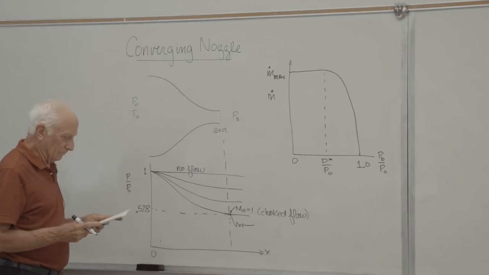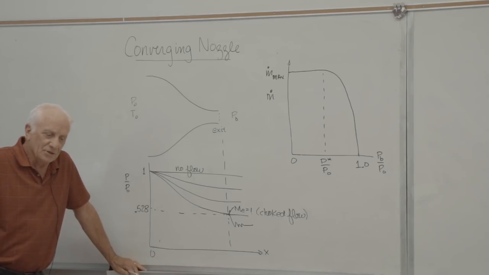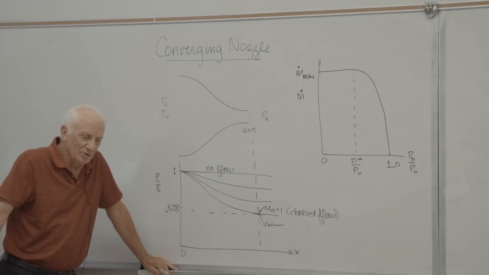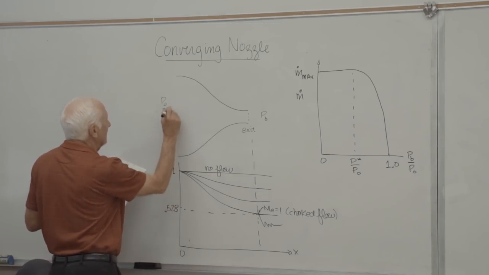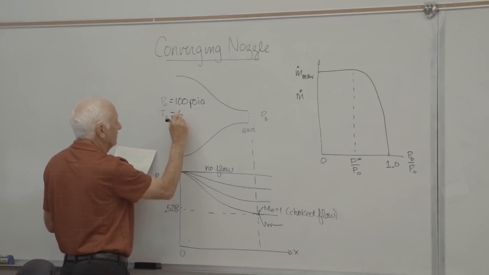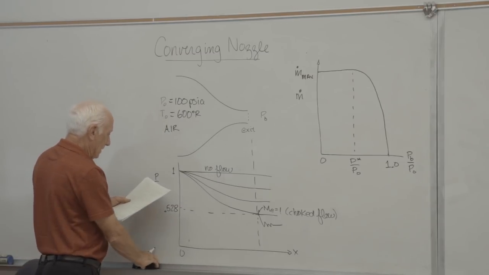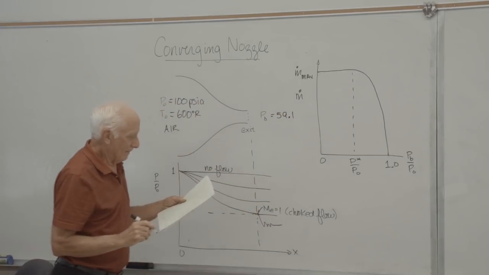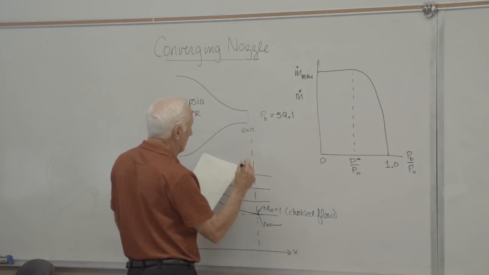All right, here's my first problem. I'm going to do it in English units, because English, or British gravitational, is harder to do than SI. SI is pretty straightforward; British gravitational is a little more difficult in units, so I'll go through this. P naught is 100 PSIA. T naught is given as 600 degrees R. The fluid is air, K is 1.4. The back pressure is given as 59.1 PSIA. All pressures and temperatures are absolute. The exit area is 0.01 square foot.